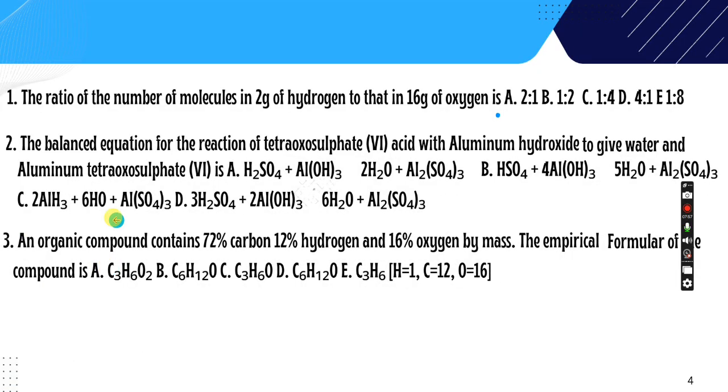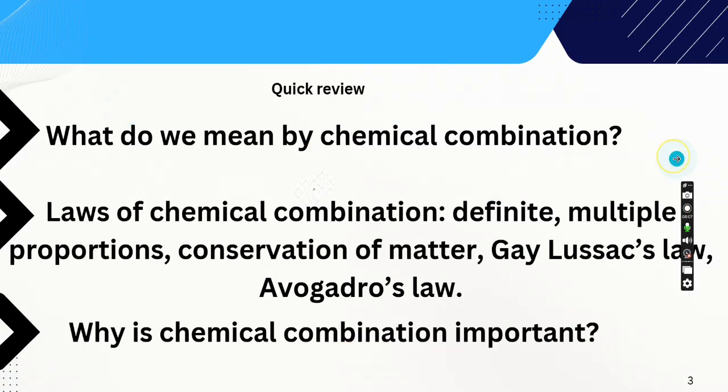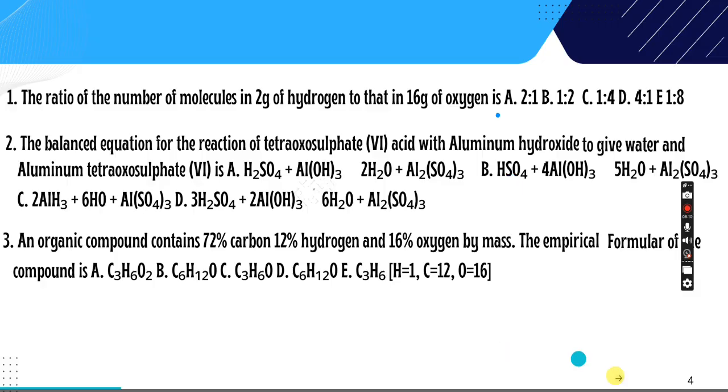So now, we have our first question here. The first question is saying that the ratio of the number of molecules in 2 grams of hydrogen to that of 16 grams of oxygen is dash. The first thing we need to know is what we mean by number of molecules.